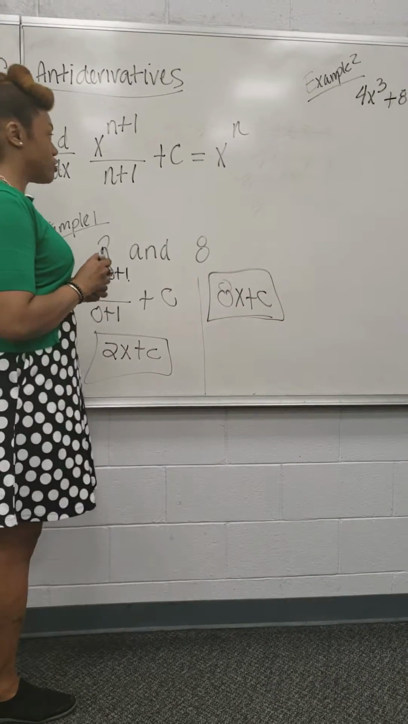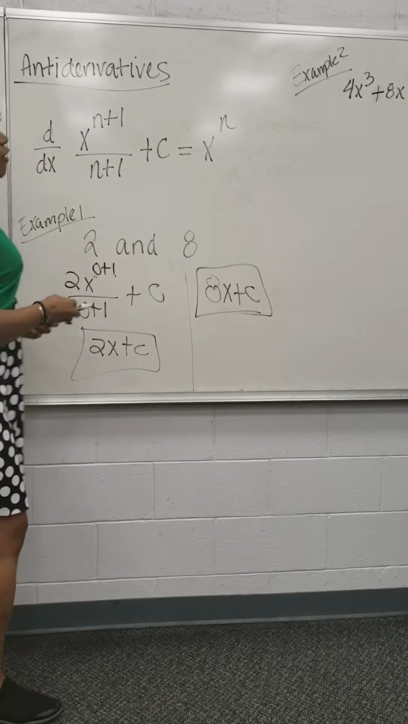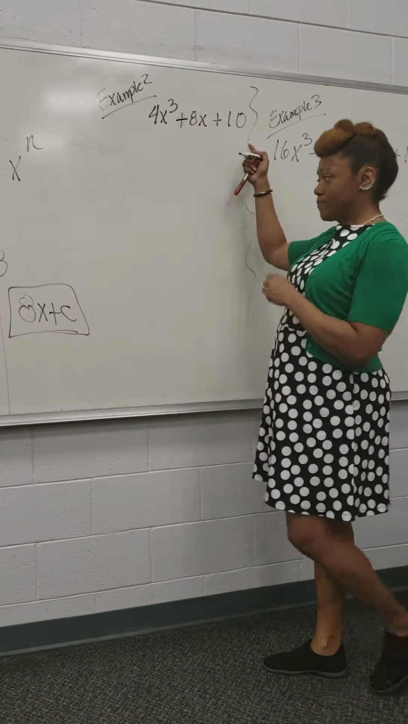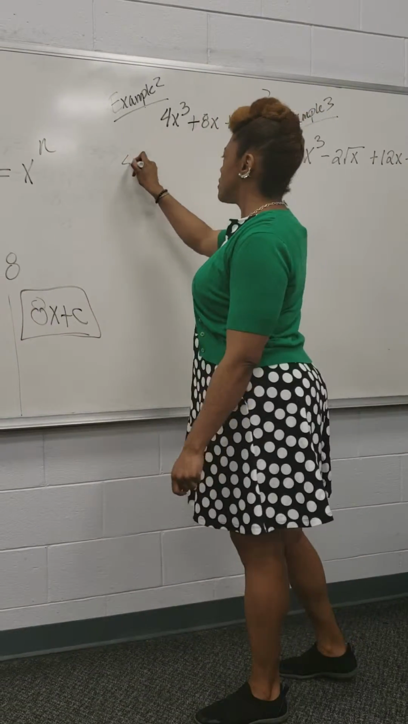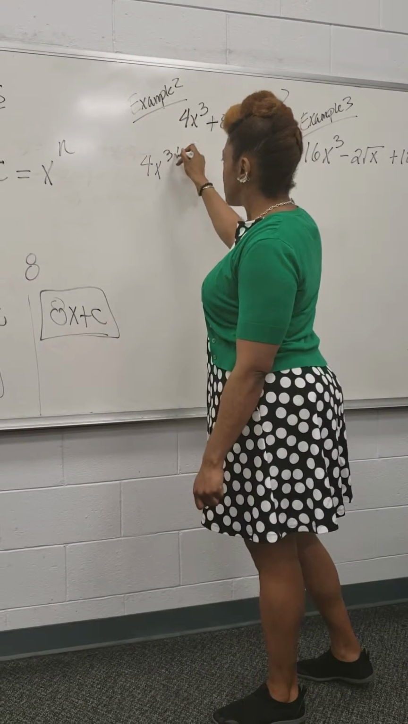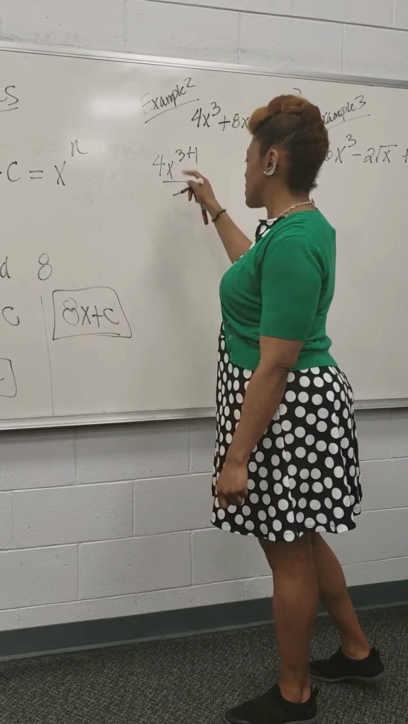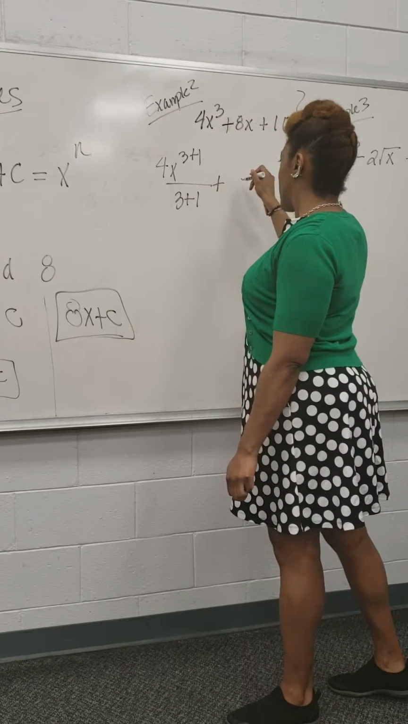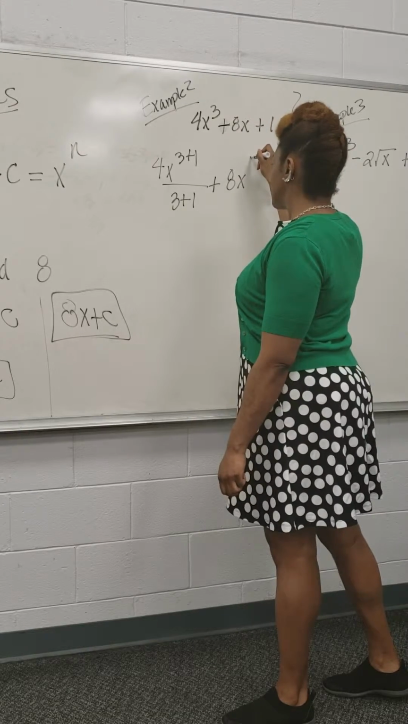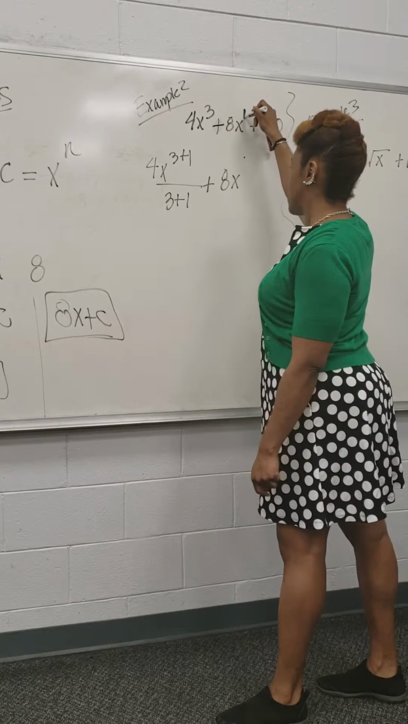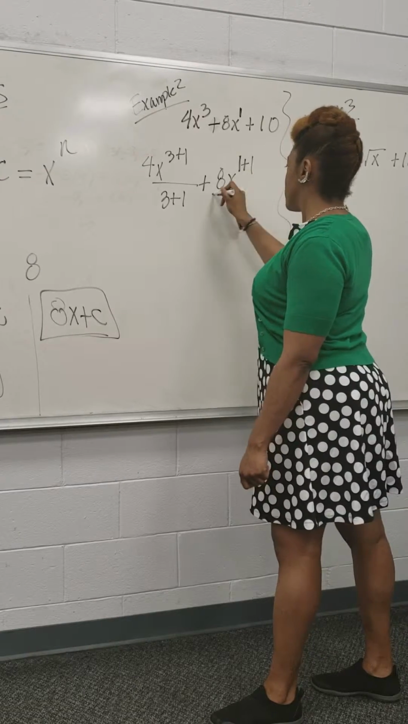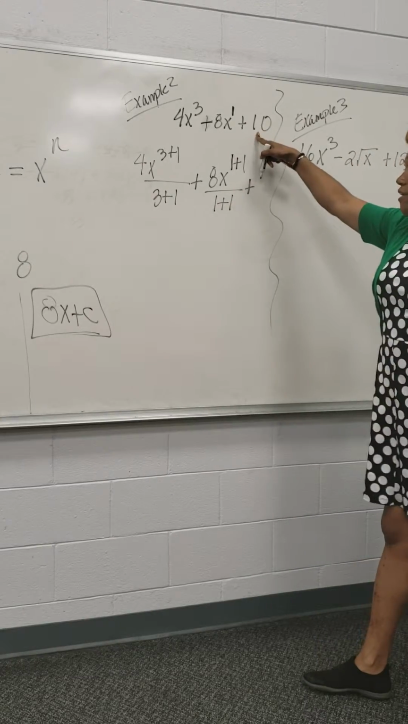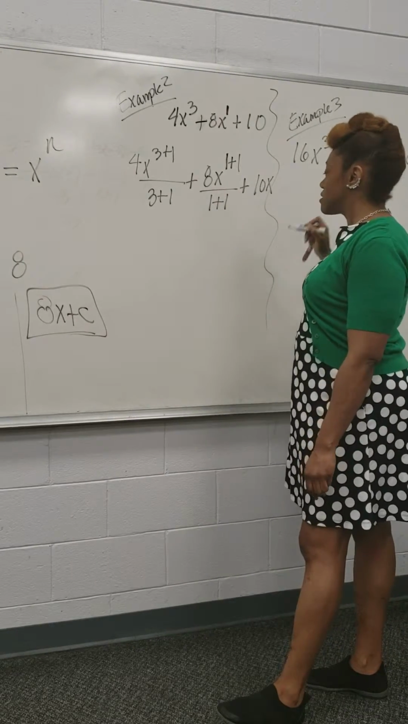But if we get a little bit more intricate, then we have 4x cubed plus 8x plus 10. You do each term for your antiderivative. So this would be 4x to the 3 plus 1, divided by, what was my exponent? 3 plus 1, right? Plus, you do the same thing for 8x. What's the exponent of x, technically? First power, so 1 plus 1 divided by 1 plus 1. Plus, I have a full constant number here, so this would be plus 10x, okay?